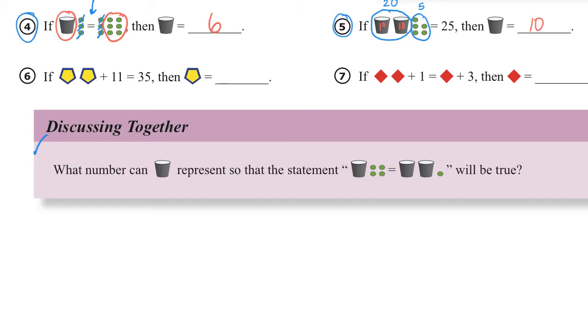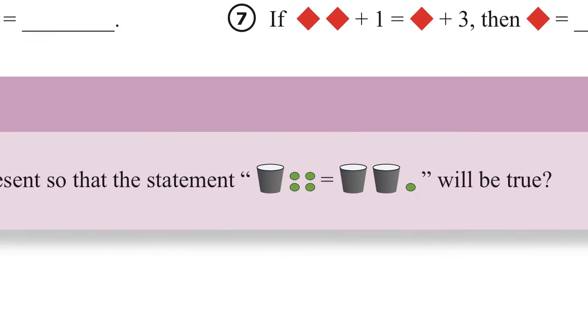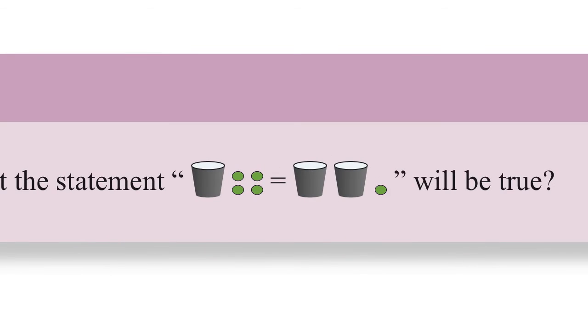Okay, on to the discussing together problem. What number can the bucket represent so that the statement a bucket plus 4 is equal to 2 buckets plus 1 will be true? Well, here's a case where I'm going to take away a bucket from each side, and then I'm going to take away 1 from each side. And I see what I'm left with. I have a bucket is going to be equal to 3.